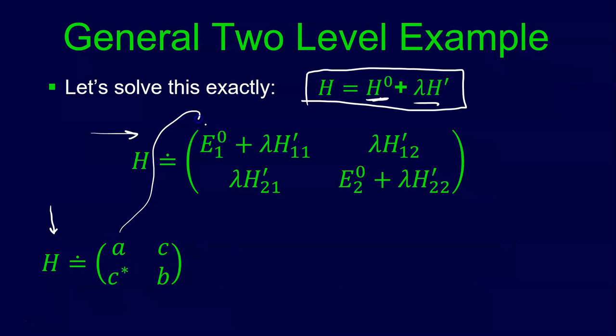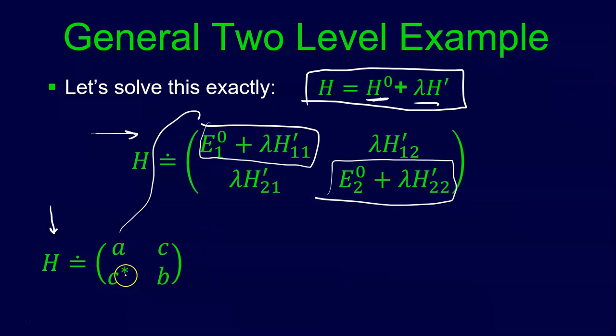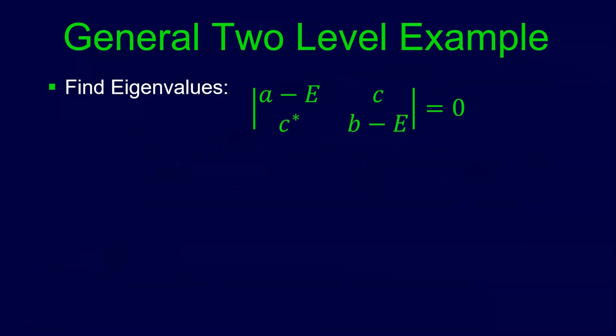So A would equal this piece here. B would equal this piece over here, and then we're going to make a little simplification in that these two are complex conjugates of each other, and so we can write it as C and C star, just to make things a little bit easier. So for the time being, we just write our matrix out that way. To find the eigenvalues, we would do the determinant of our matrix minus E, the piece that gives us those eigenvalues. So I get A minus E, B minus E minus absolute square of C equals 0.